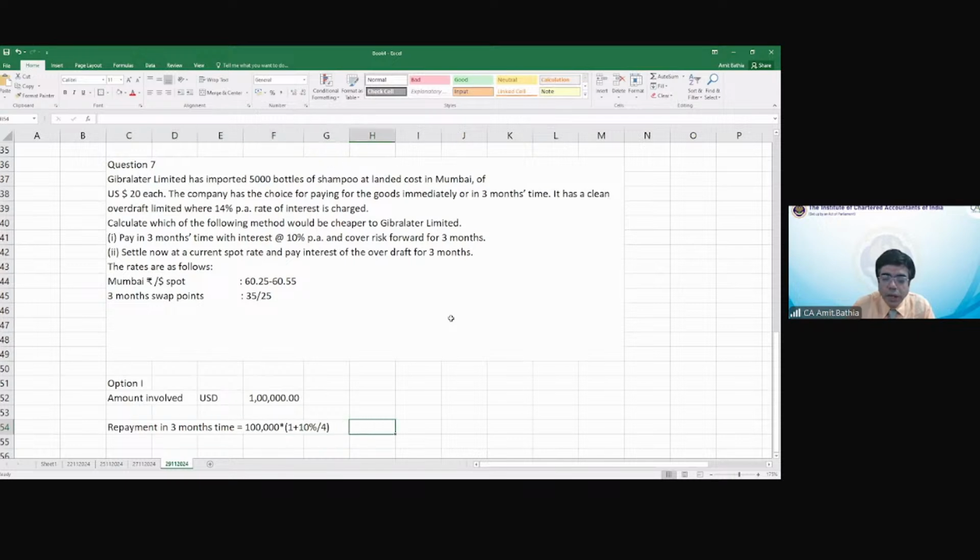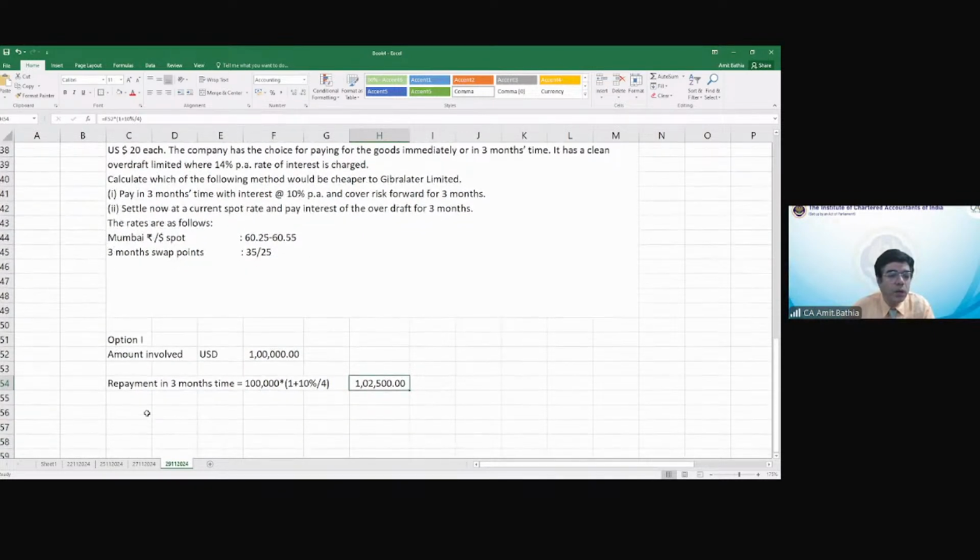So my amount in that case turns out to be 100,000 into 1 plus 10% divided by 4. So I believe that becomes 102,500. This is what I would have to pay with interest in my first option. So I need to take a forward cover for the same, right? Now forward cover will be taken at what rates? What are my forward rates?